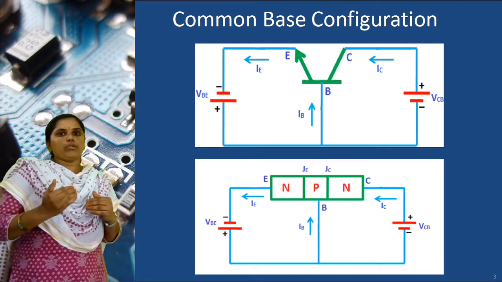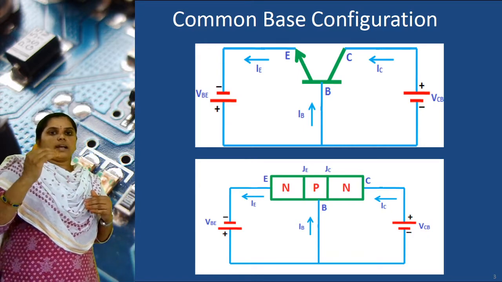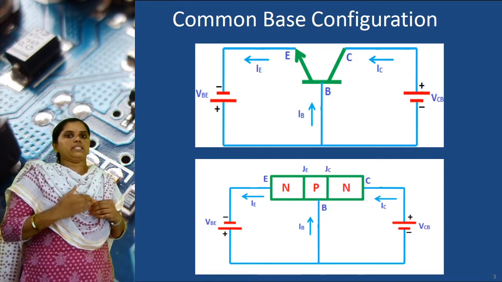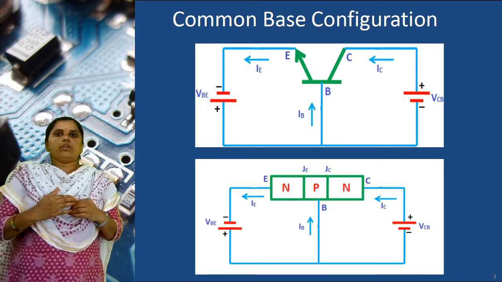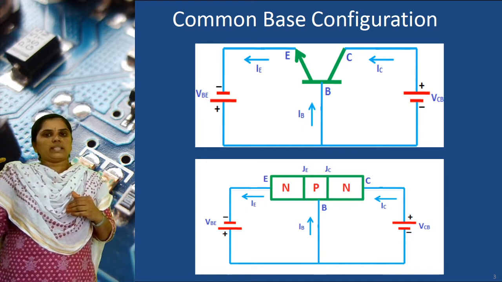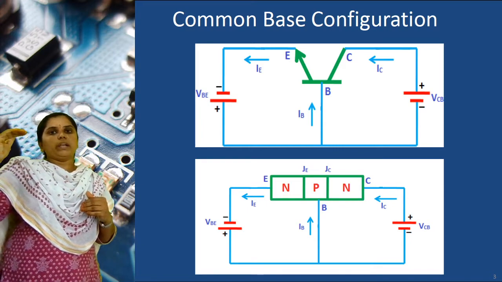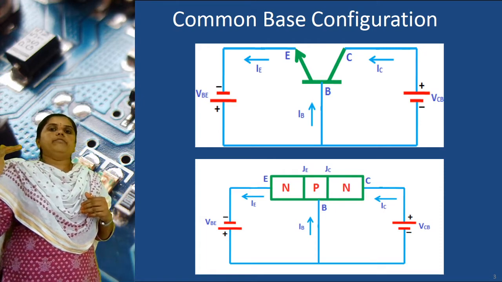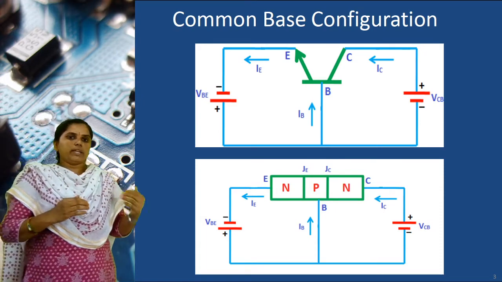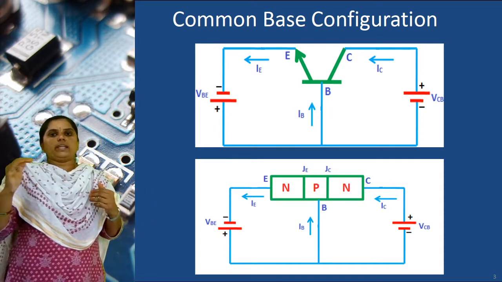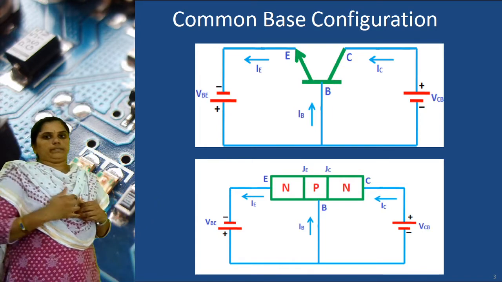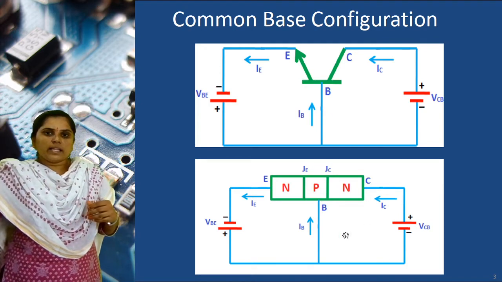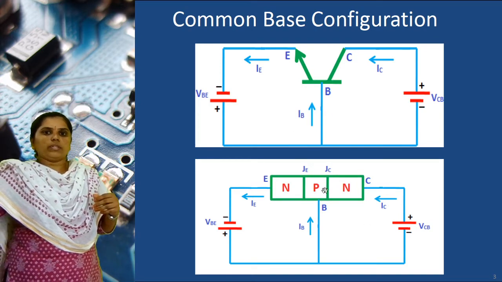Next, what is the input voltage? The voltage between emitter and base is the input voltage, VBE. What is the output voltage? The output is connected between the collector and base terminals, so the output voltage is VCB. Input voltage is VBE, output voltage is VCB. Clear? See here in this picture, both are the same.